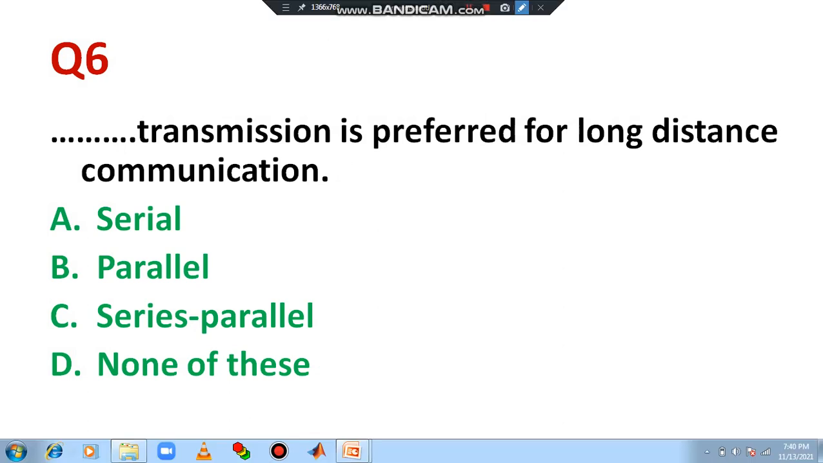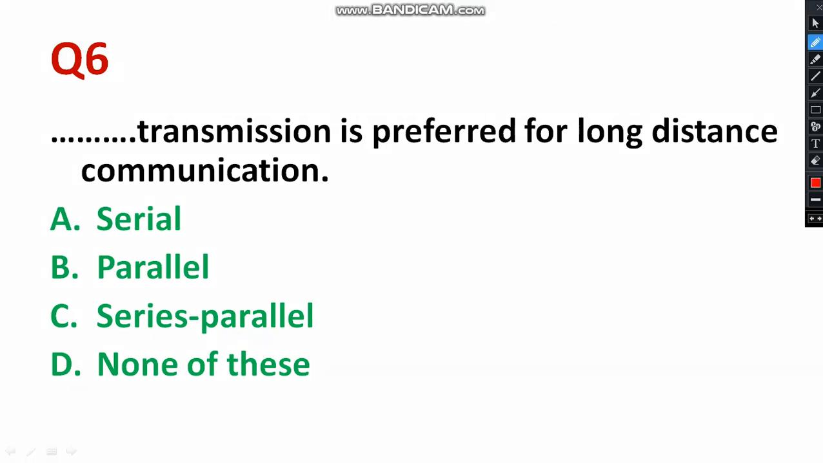Question number 6. Dash transmission is preferred for long distance communication. Which among them is the right answer? Actually, serial communication is preferred, because if serial communication is used, the number of wires can be saved. The number of wires is limited if we select serial communication. So it is economical.